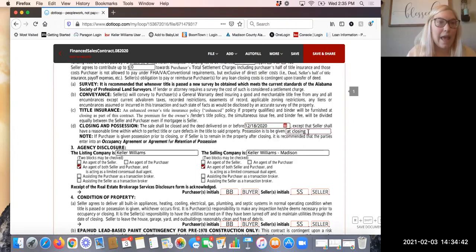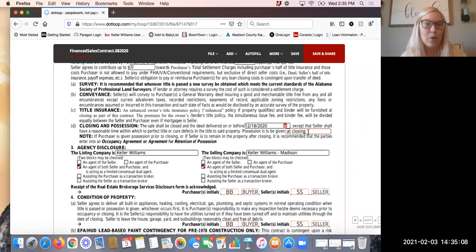Possession is to be given at closing. Now, there is a thing called retention of possession where the seller can stay in the house after the closing, and there is an occupancy agreement where the purchaser can move in the house before the purchase happens. However, we don't go over that in this class. I can hit it in Contracts 2 in March. We really discourage you from doing that.